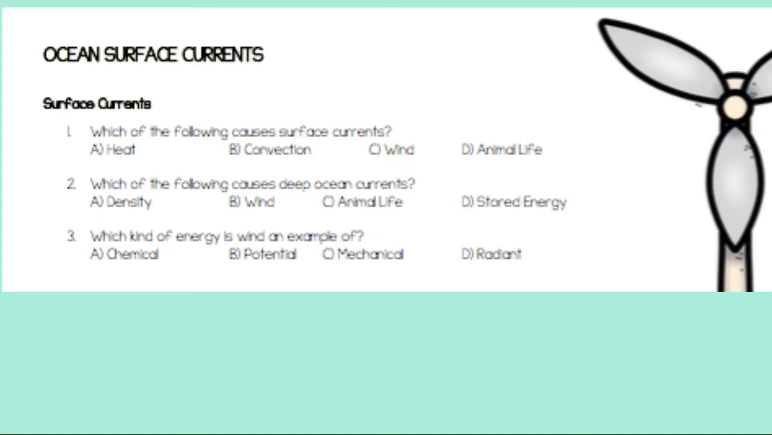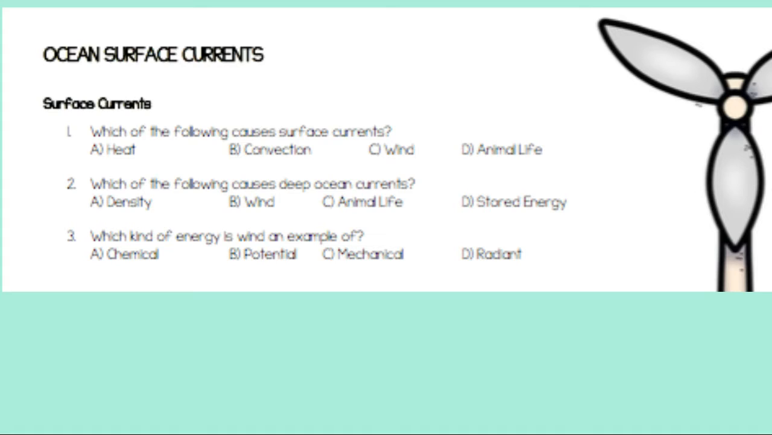So the first question we have is, which of the following causes surface currents? Is it A, heat, B, convection, C, wind, or D, animal life? I want you to think in your head, which one of those is it? Circle it on your paper. I'm going to give the answer in 3, 2, 1. It's actually C, wind.